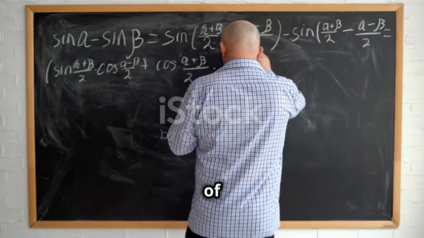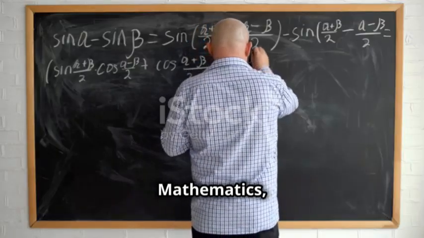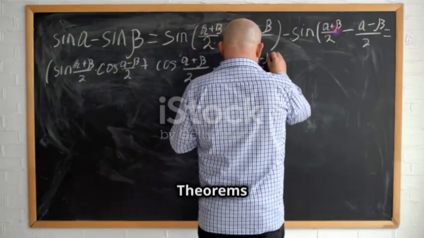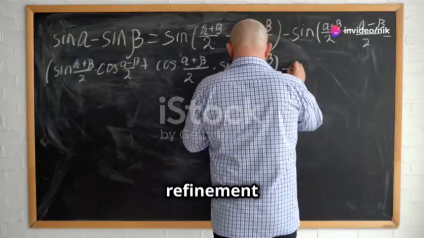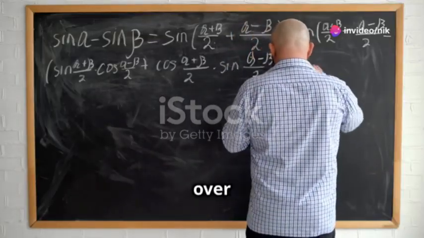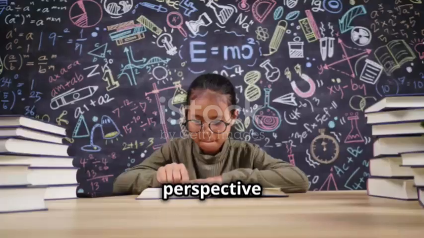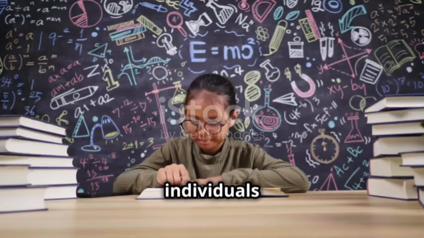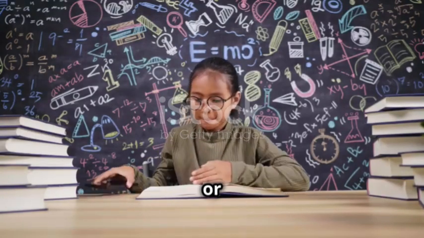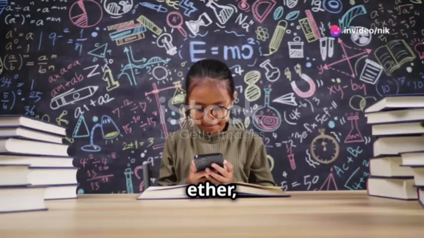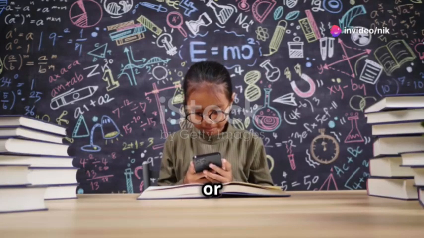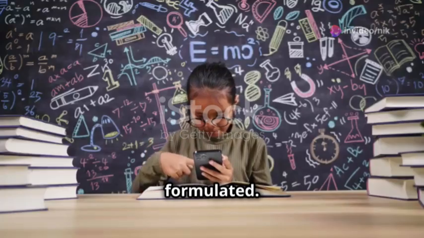Cultural evolution of mathematics. Mathematics, like language, evolves culturally. Theorems and concepts can develop through a process of gradual refinement and collective understanding over time. This evolutionary perspective suggests that while individuals might contribute to the clarity or proof of a theorem, the concept itself might have been floating in the mathematical ether, waiting for the right context or need to be explicitly formulated.